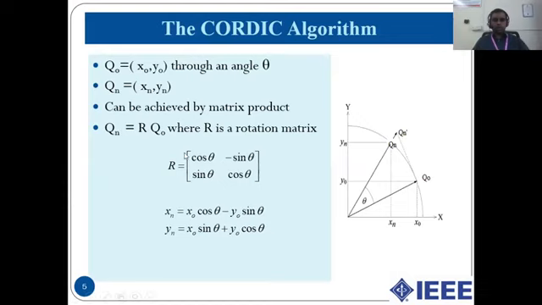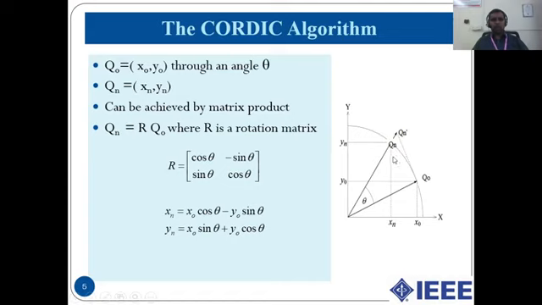The CORDIC algorithm operates in two modes. Here I would like to discuss one of those modes, where we consider a particular point Q0, which has coordinates x0, y0, and can be rotated through an angle theta. After the final rotation by angle theta, it reaches a particular coordinate point Qn, which is equal to xn, yn.